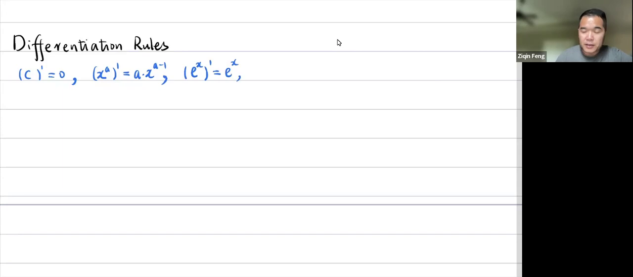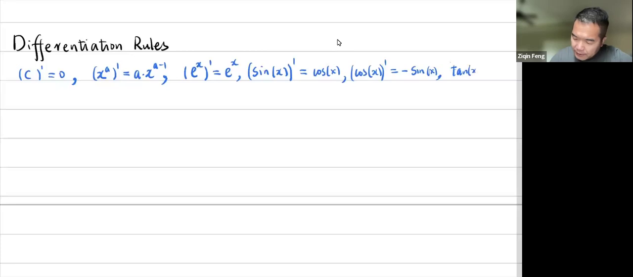And now we go to trig functions. Sine of x prime is cosine of x, and the cosine of x prime is negative sine of x. And the last one we have so far is tangent of x prime is secant squared of x, right? So that's basically the collection of elementary functions we know how to differentiate.